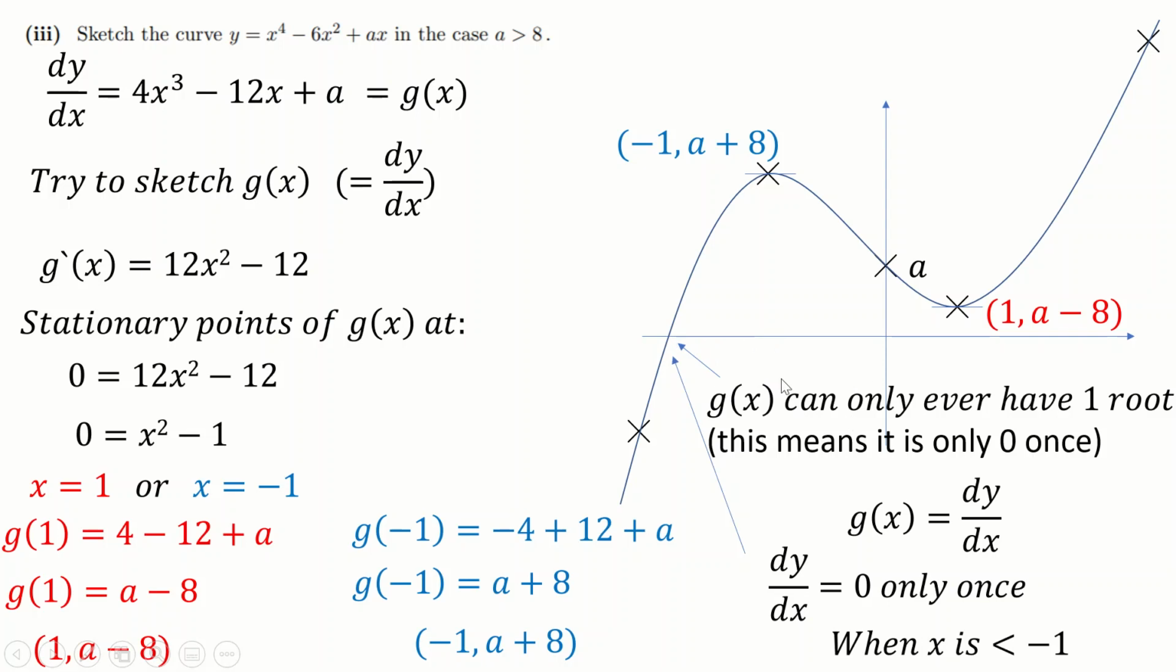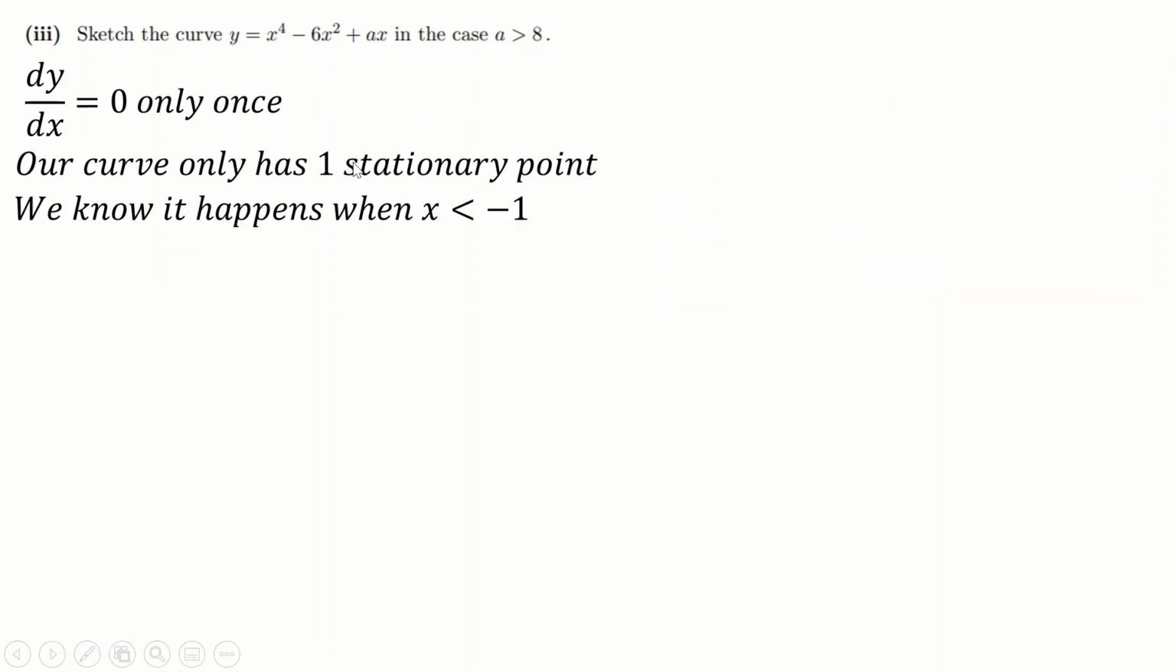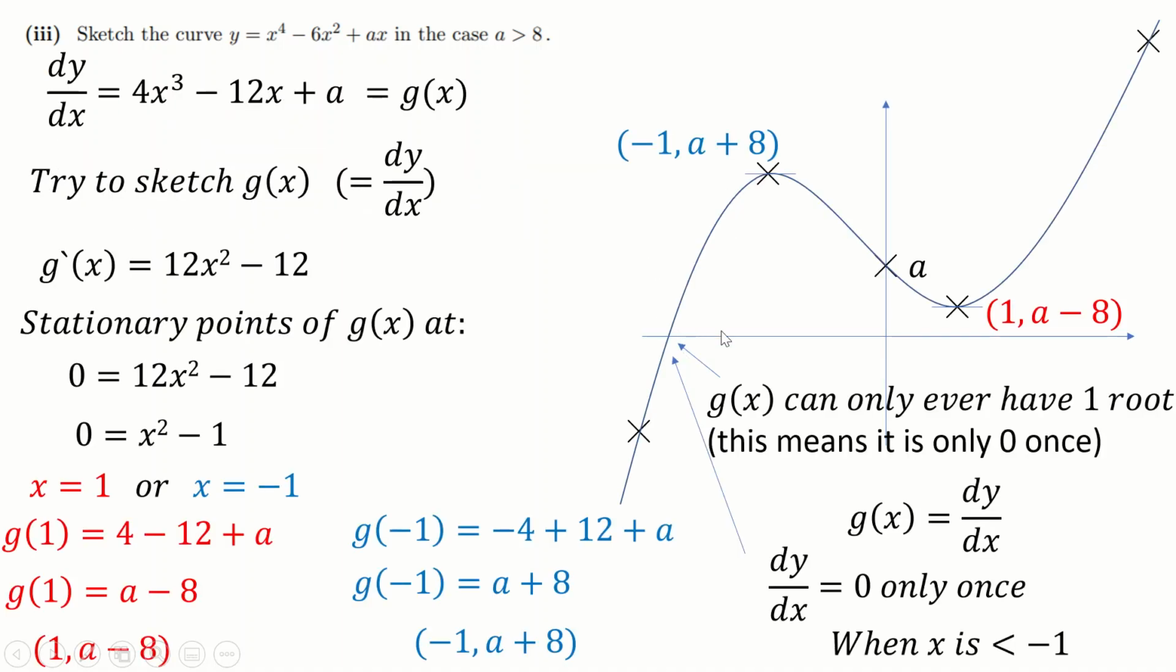So just to repeat that, g of x only has one root. It can only have one root because of this thing, which means it's only 0 once. That's what the root is, which means the derivative of the thing I want to sketch is only 0 once. And it happens when x is just less than -1, somewhere over here. So let's get back to this sketch then, and let's talk about what that means. It means that this graph only has one stationary point, right? If its dy by dx is only 0 once, it only has one stationary point, and even better, I know that happens when x is less than -1, somewhere around here.